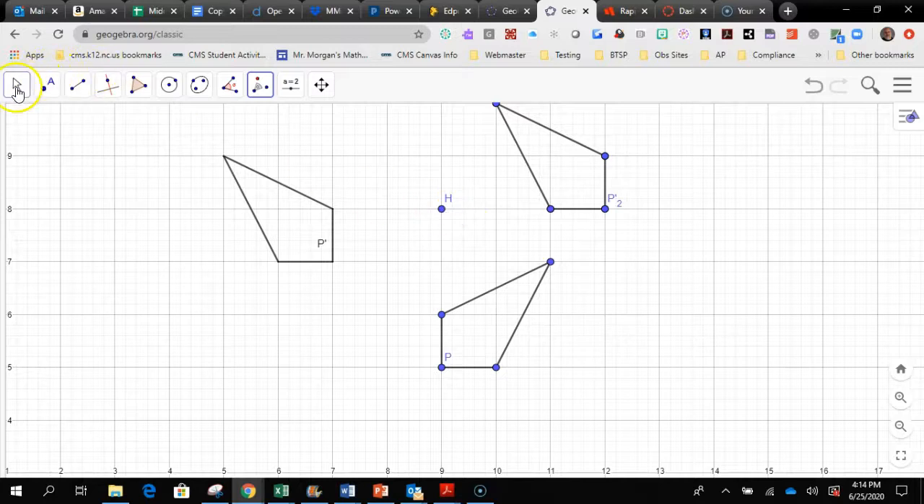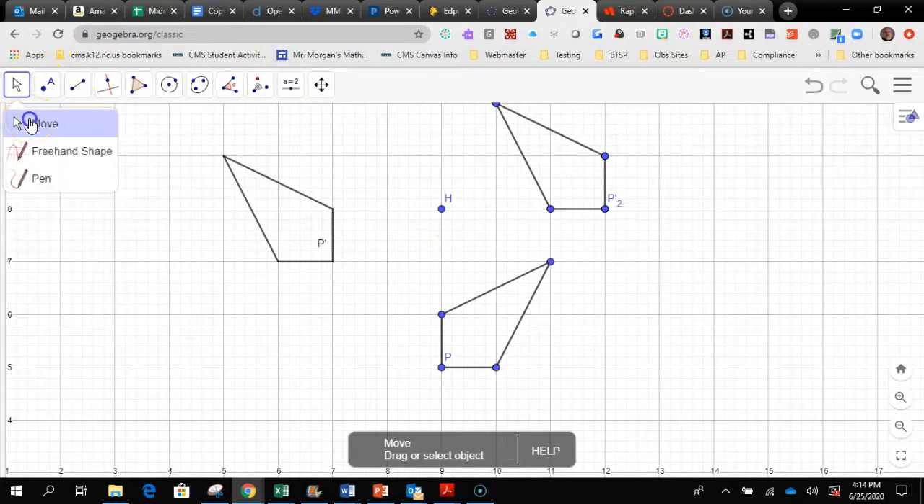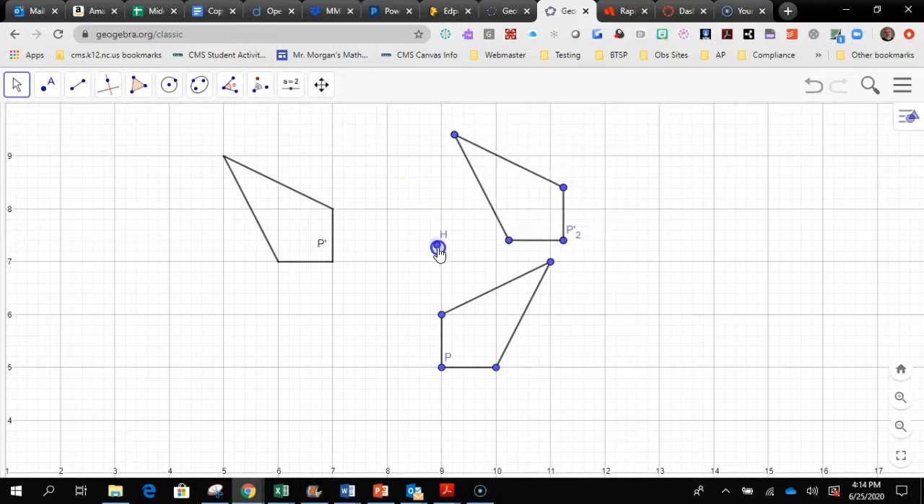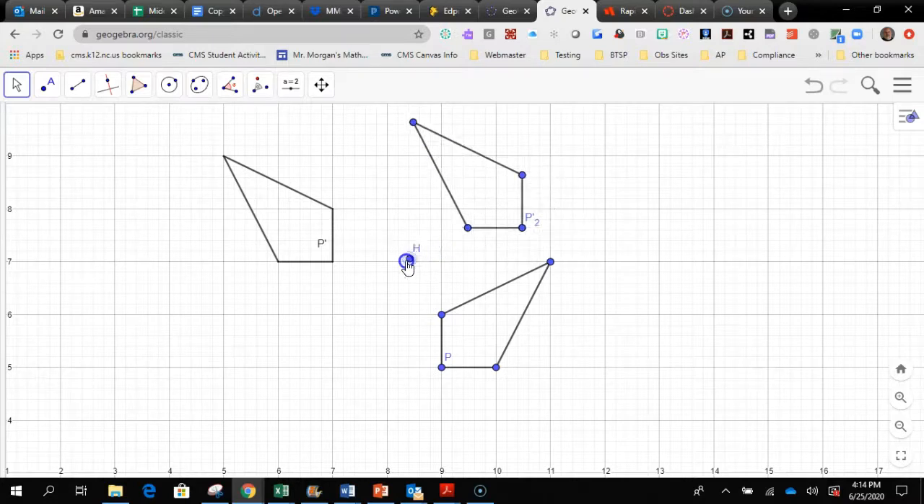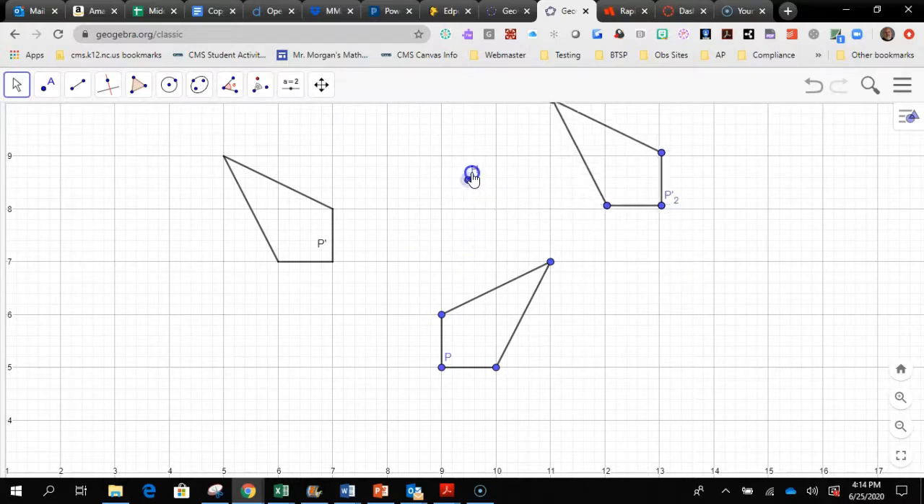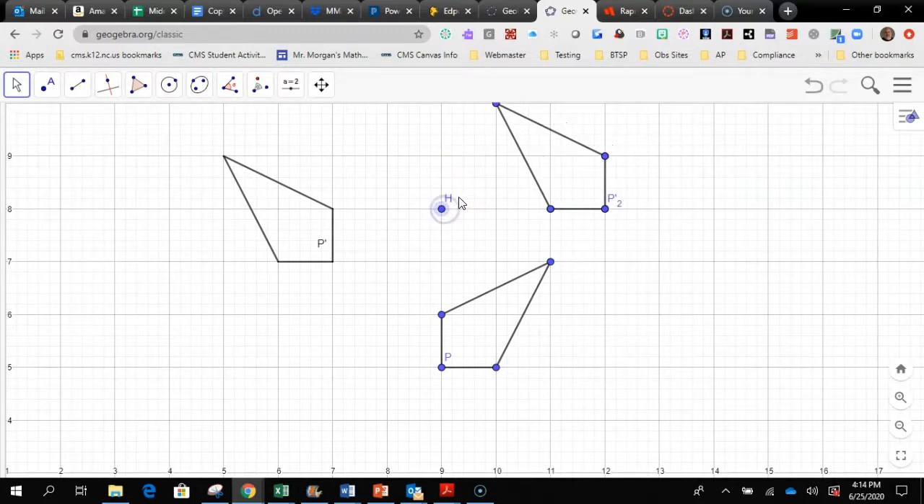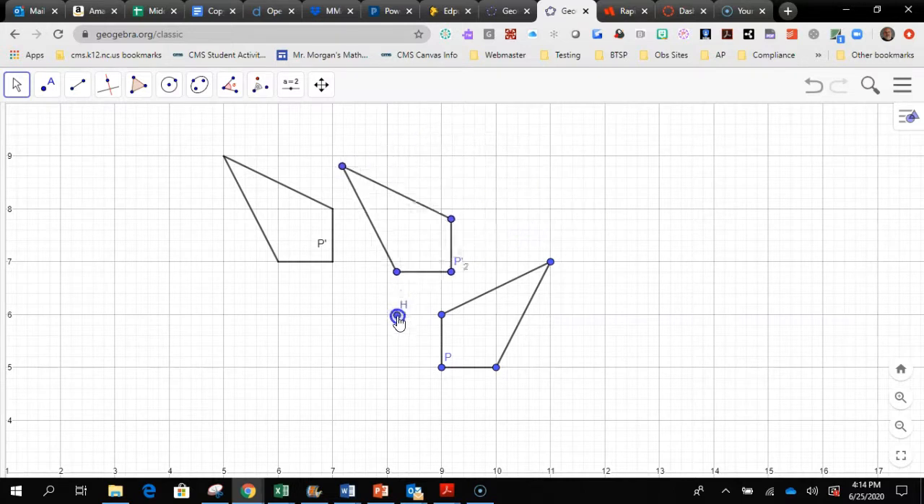So what happens if I grab this point? So I'm going to go over here and I move the point. Let's see what happens. Oh, well, okay, so the figure being rotated 90 degrees counterclockwise moves as well. So let's look at some interesting things here. So remember, this point H that I'm manipulating around here is the point of rotation. So if I move this around, I can kind of see what happens.